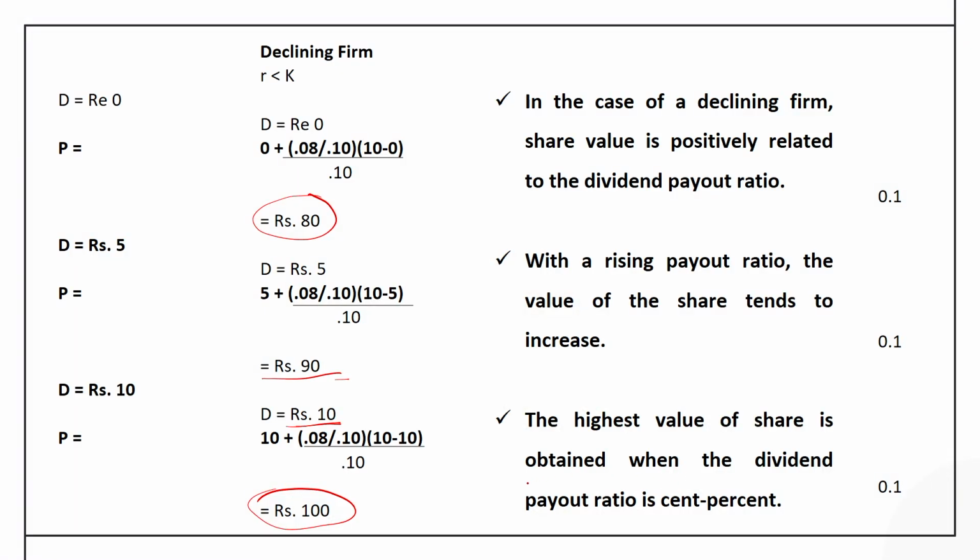So, when the company has not been able to utilize the funds in a better manner, which can at least recover the cost of capital, the firm's value will keep on declining. The firm's value will keep on increasing when the company retains lesser profit, lesser earning, and pays maximum dividend to the shareholder. So, the optimum dividend payout ratio is 100% in the case of a declining firm.